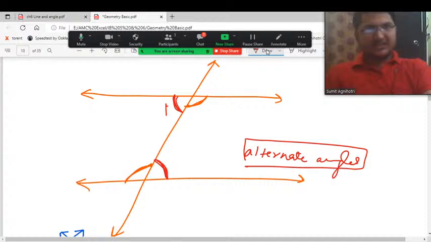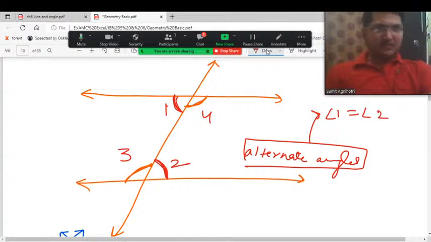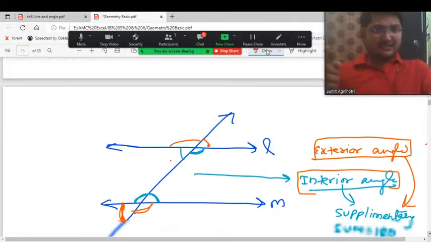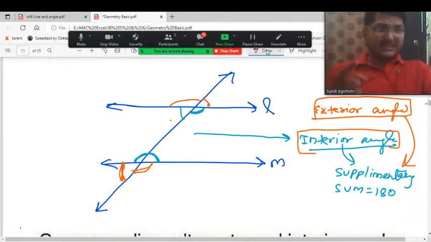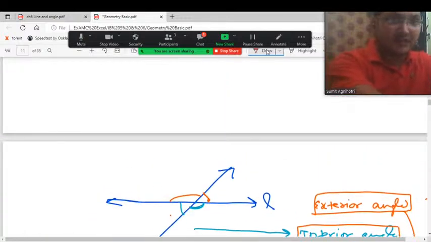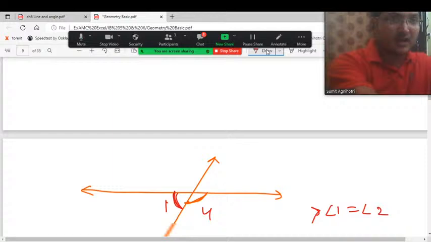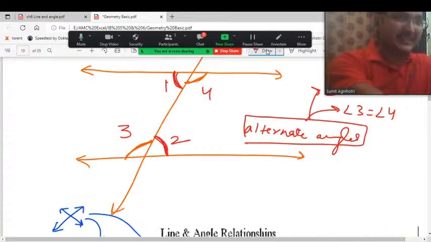Let's say this is 1, this is 2, this is 3, this is 4. Then we will say that 1 is equal to 2, and 3 is equal to 4. This is the property of alternate angles. But remember, for interior and exterior angles, the property is something else: their sum is 180, they are supplementary. But for alternate angles, the property is that they are equal.